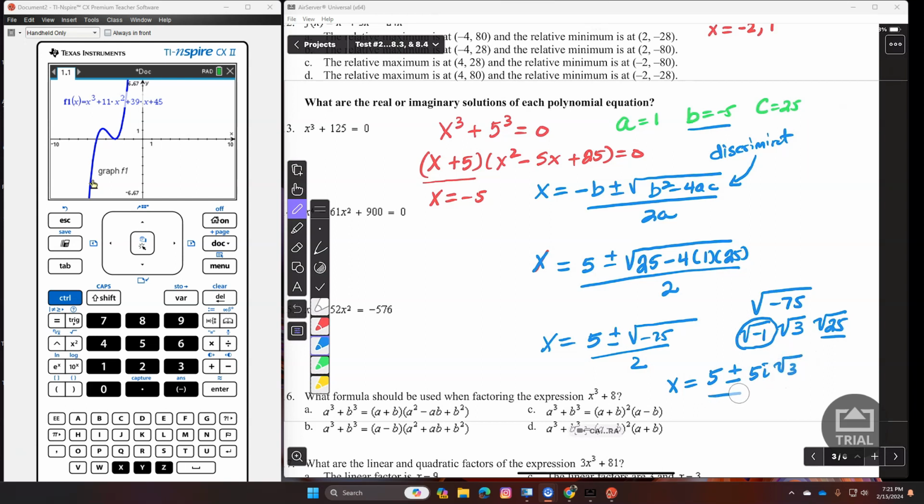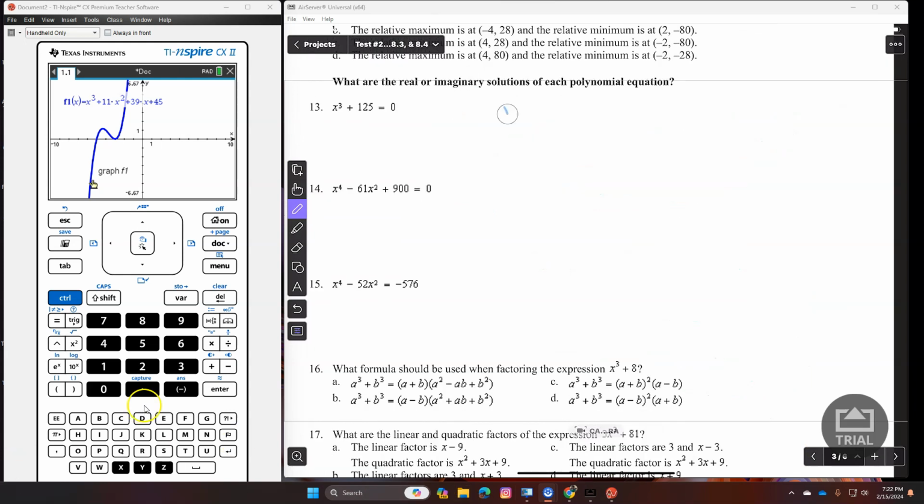And what I just finished doing is called simplifying. And like I told you in class, this tells you the number of zeros you have. So in this case, you have 3 zeros, which are x equals negative 5, and the other 2 zeros are right here. If there's any question in the process, please talk to me in class.